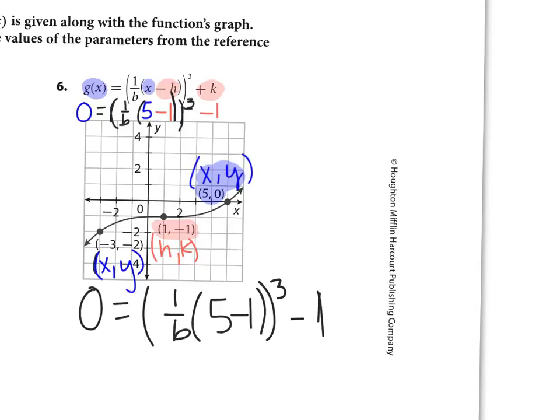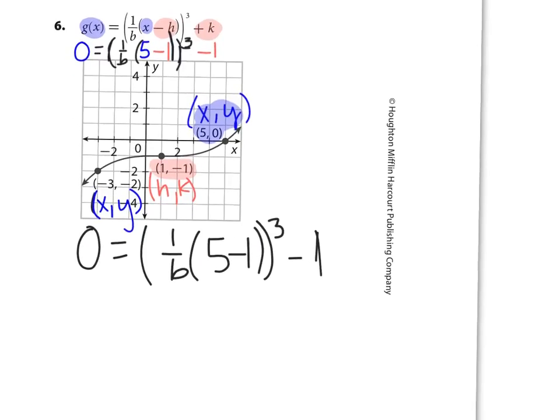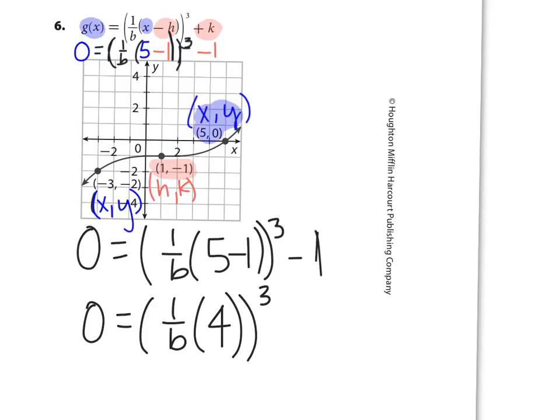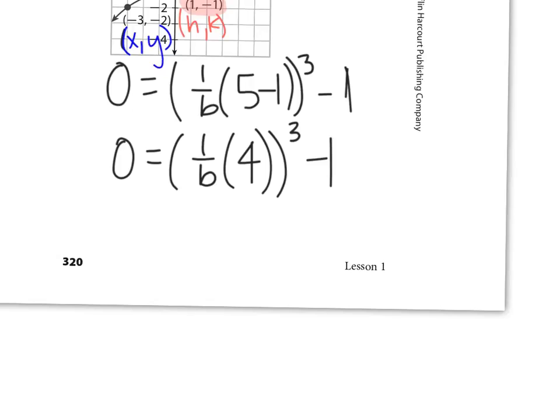Let me rewrite it. 0 equals 1 over b times 5 minus 1 cubed. Close that again. There should be 2 parentheses there. Sorry. Minus 1. Order of operations. What do I do first? Parentheses. And that means inside the parentheses. So looking in, I have 2 sets of parentheses. I have 1 over b times, in parentheses, 5 minus 1. So what is 5 minus 1? 4. Okay. So now it's 0 equals 1 over b times 4 to the 3rd power minus 1. Can I actually multiply 1 over b times 4? I could make it 4 over b. That actually sounds pretty good to me. So 0 equals 4 over b to the 3rd power minus 1.